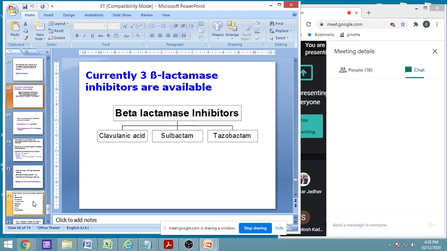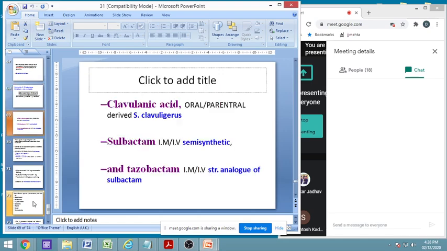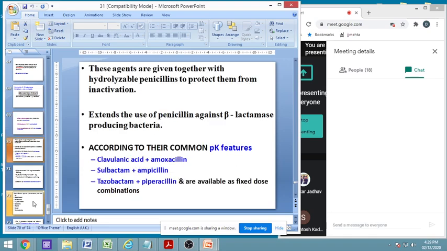We have seen piperacillin is combined with tazobactam. We'll see the others. Clavulanic acid is given by either the oral or parenteral route. It is derived from Streptomyces clavuligerus. Sulbactam is a semisynthetic one, and tazobactam is a structural analog of sulbactam. These can all be given by intramuscular or intravenous use. These agents are given together with hydrolyzable penicillins to protect them from inactivation. They extend the use of penicillin against beta-lactamase producing bacteria.